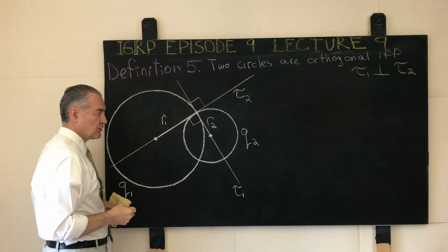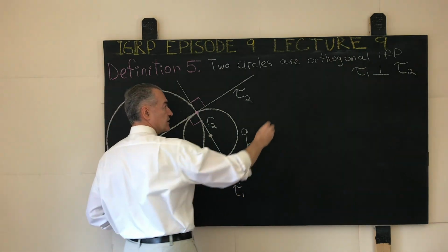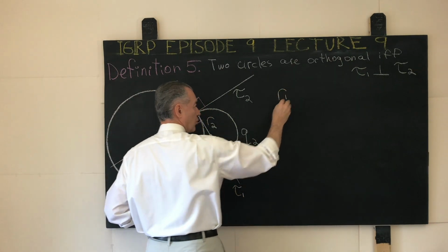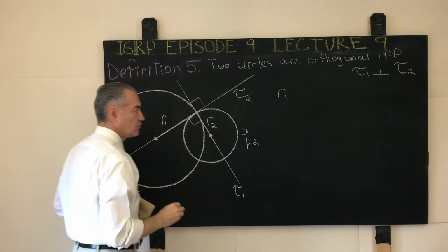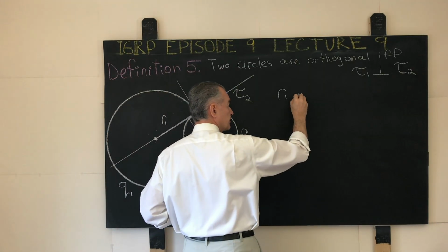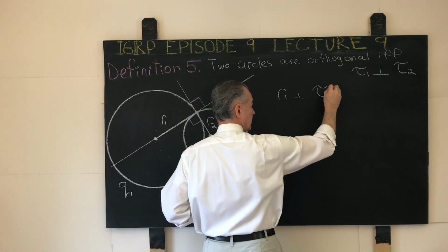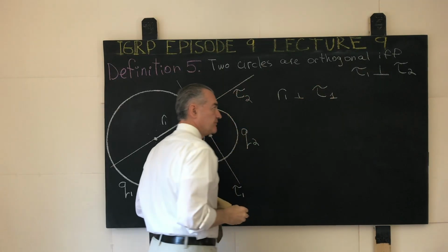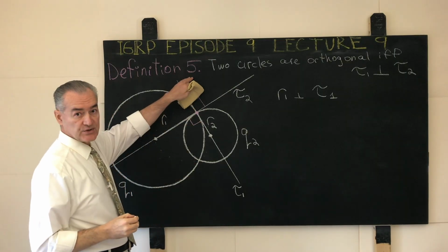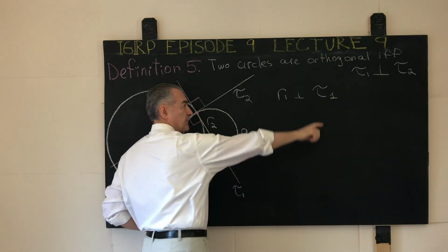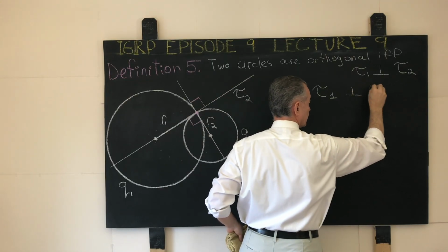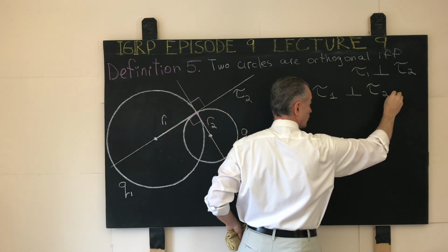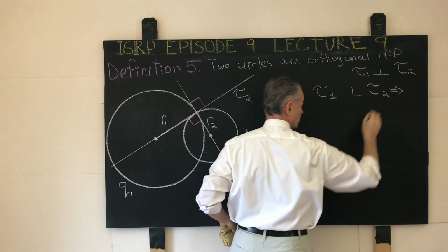And what does that mean? Well, by definition, that means that the radius R1, for example, of the circle Q1 must be perpendicular to the said tangent straight line tau 1, and by our definition number 5, that tangent tau 1 must be perpendicular to the tangent tau 2. And from here it follows what?